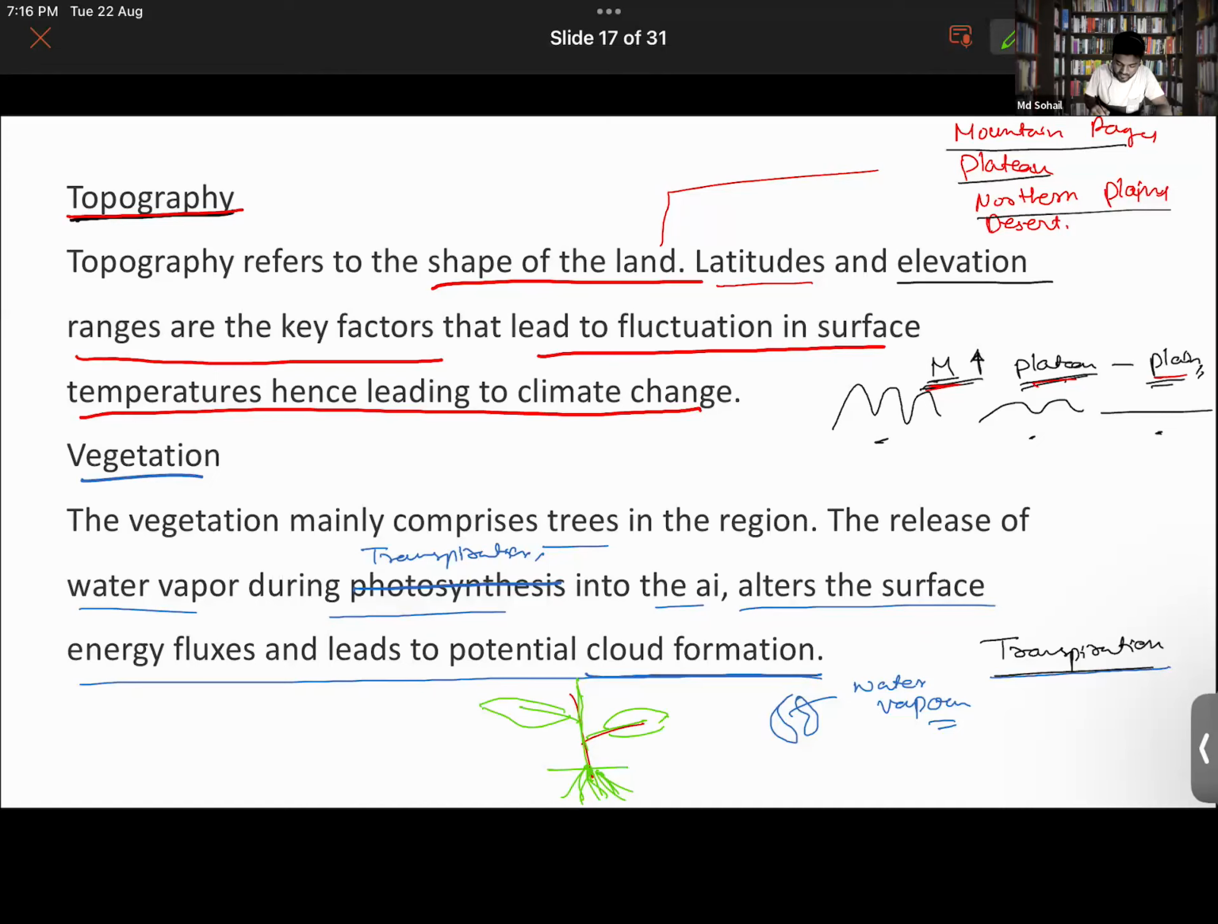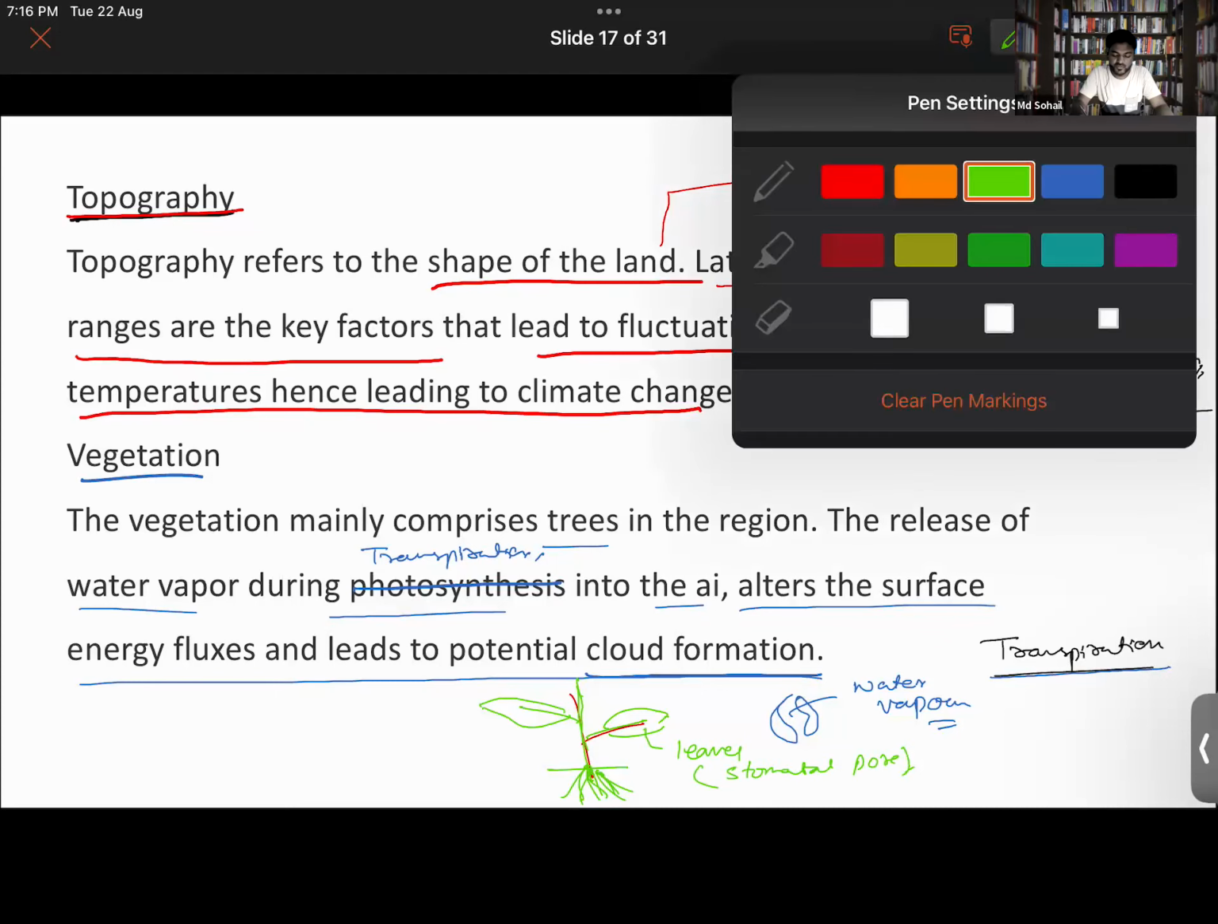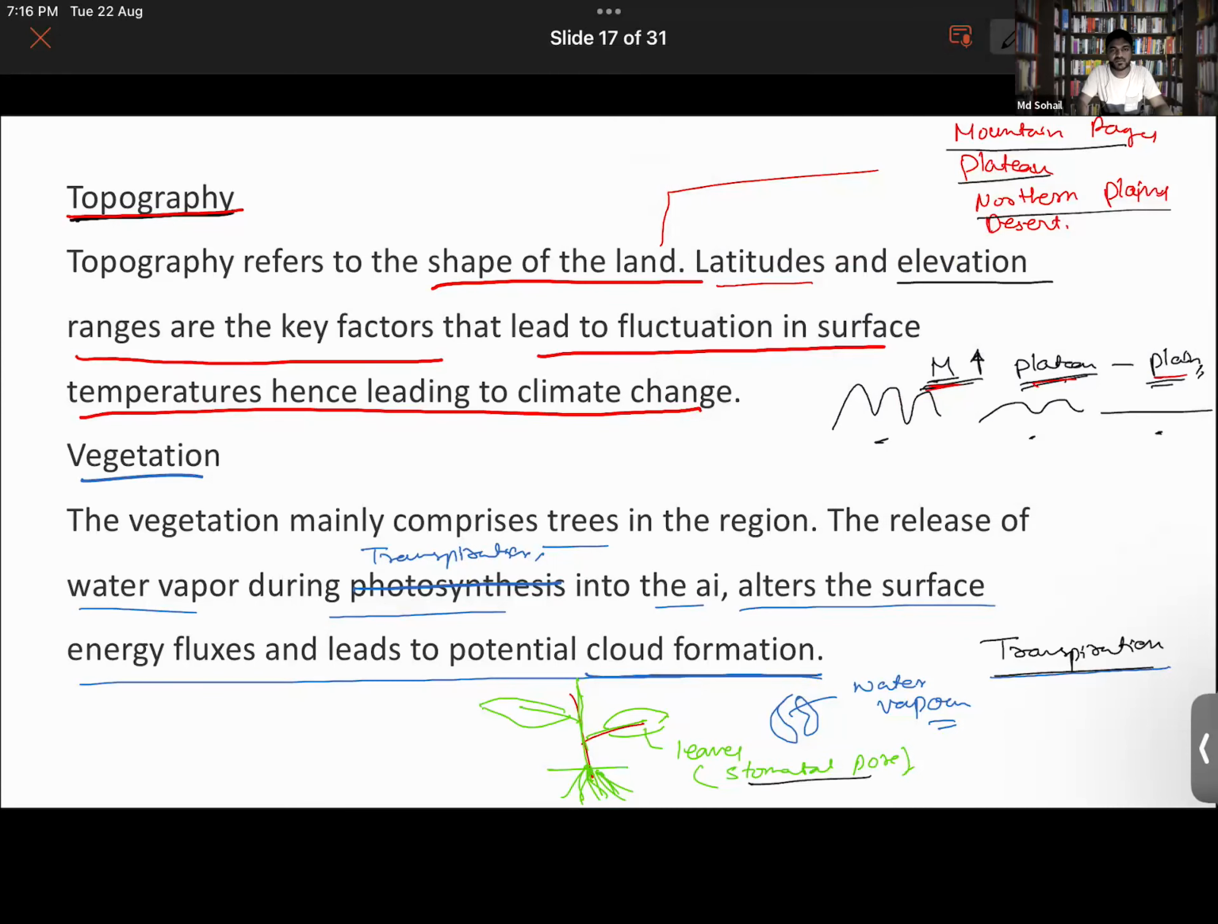Look here. There are pores in the leaves that are called stomatal pores, right? So the plants will lose water vapor via these stomatal pores. And this basically helps them to maintain their body temperature. Getting it? That is simply called the process of transpiration. Is it clear? Yes, Sundus, are you there? Yes, sir, it is clear. Sundus, is it clear? Yes, it's clear.